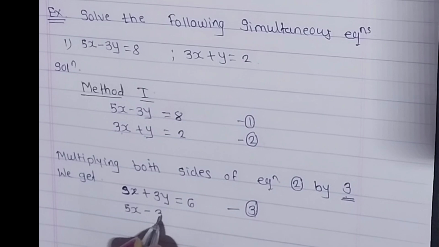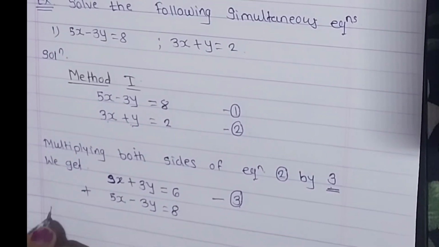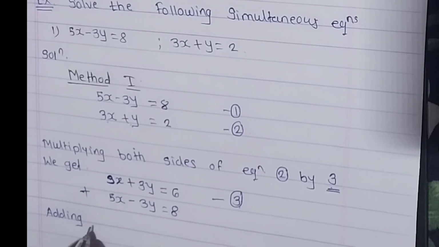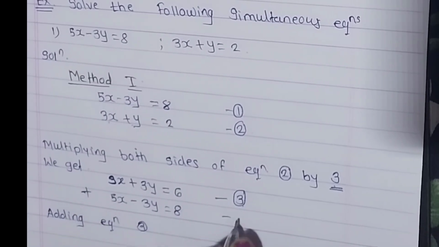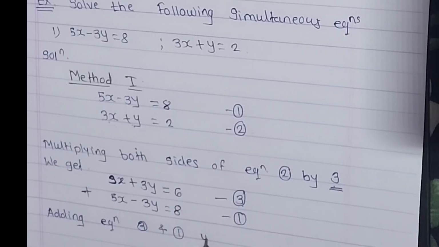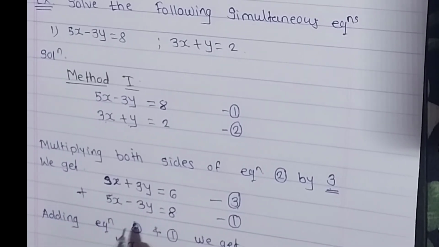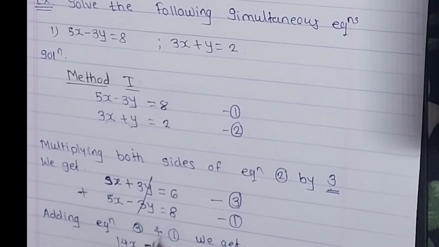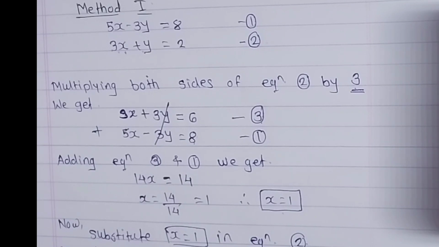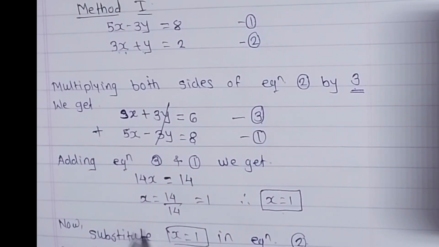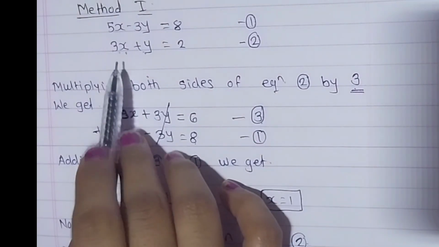Now write here equation number 1: 5x minus 3y is equal to 8. Now by adding equation number 3 and equation number 1, we get the value of x. So 9x plus 5x equal to 14x, and 6 plus 8 is equal to 14. By calculation we get x equal to 1. Here I mention in the box x equal to 1.